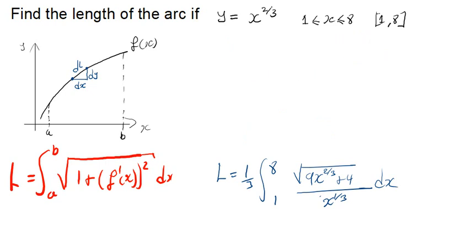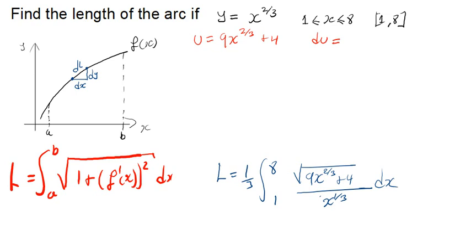So what it means is that I'm going to let my u be equal to 9x to the power 2/3 plus 4. So meaning my du is going to be equal to something like, I think it's going to be 6x to the power negative 1/3.